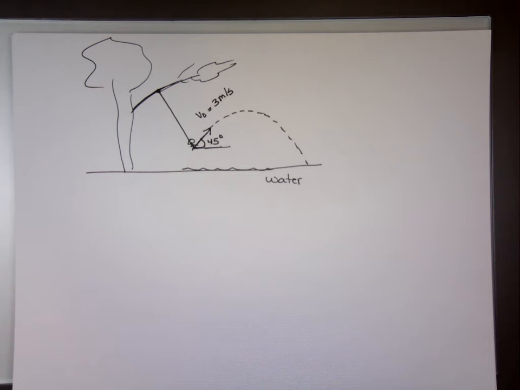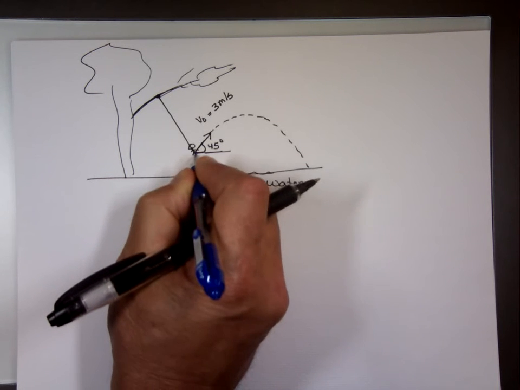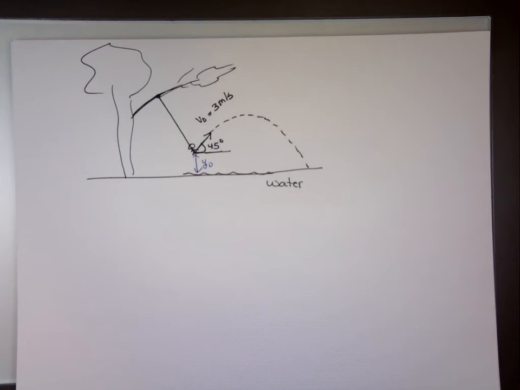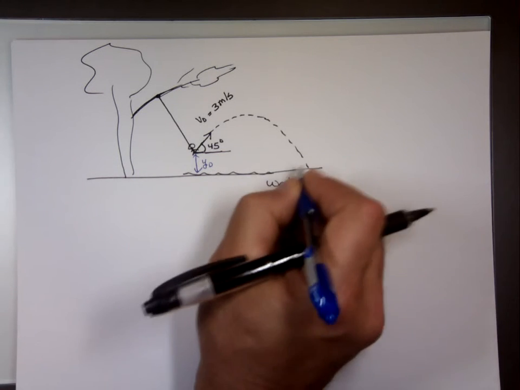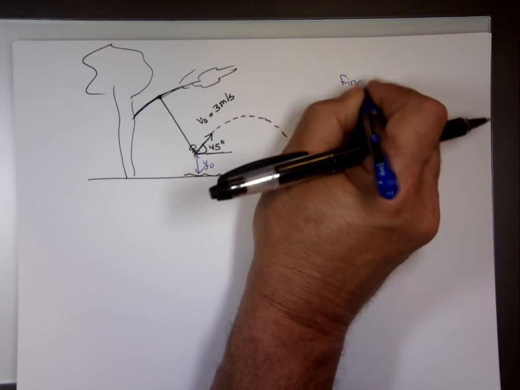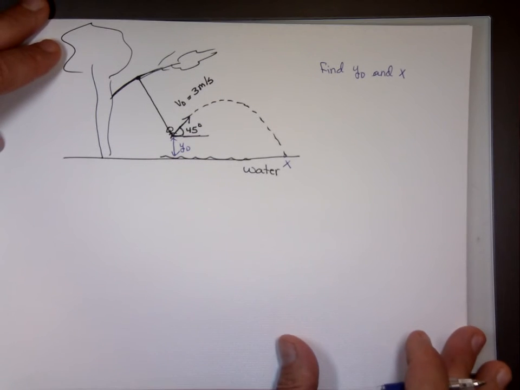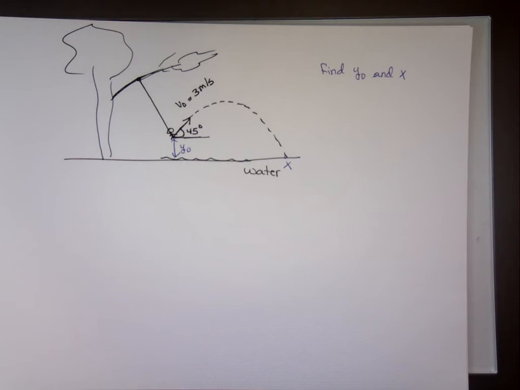I was able to give you some numbers, but let's ask a few questions, because if I put in some numbers, it might not work out. How high were you above the water when you let go? What's that initial height, if I use the water as reference? And where did you land in relation to that spot? How far? So find y sub 0 and x. You managed to hit it right on the money, a 45-degree angle, so you're going to go the farthest distance possible.